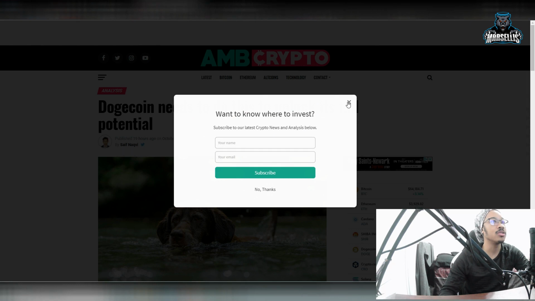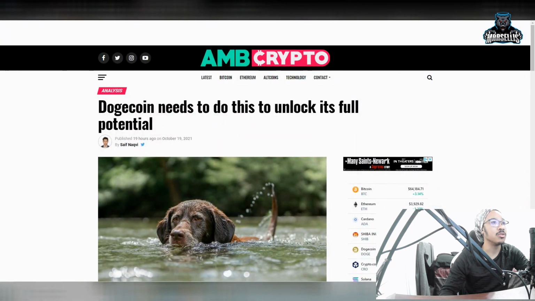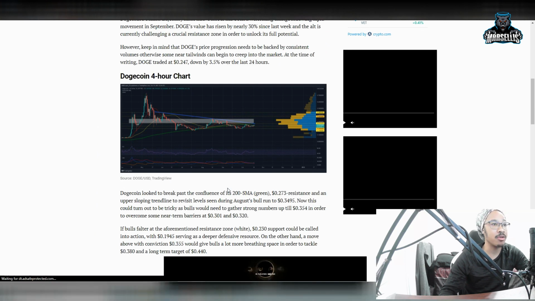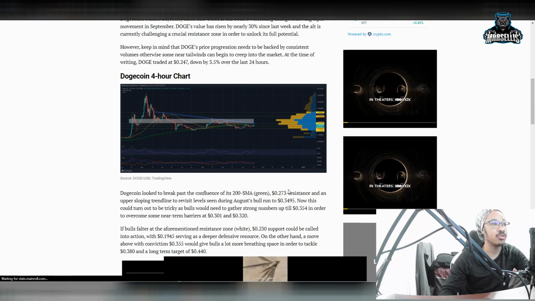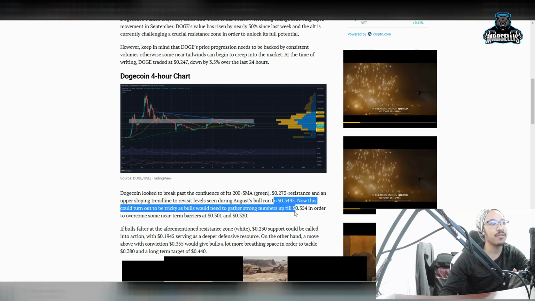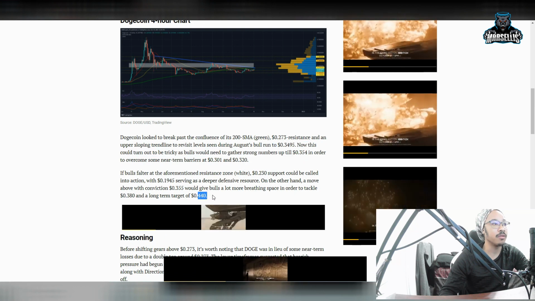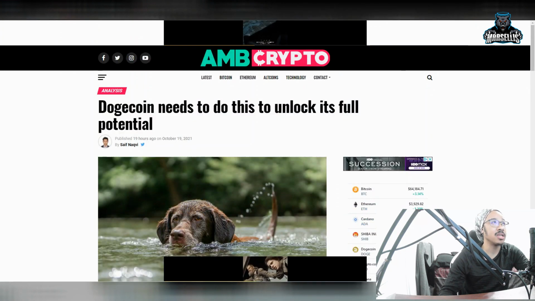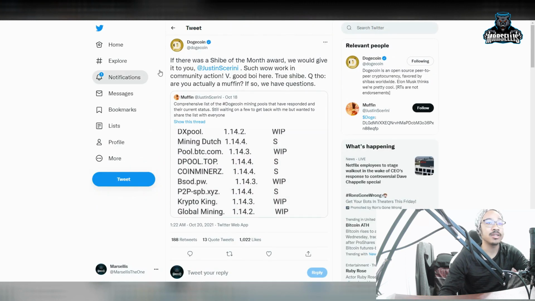And then over here, you see Dogecoin needs to do this to unlock its full potential. They're pretty much talking about the same area we got to break out of. We got to break out of this 27-cent resistance and eventually out of the 34-cent resistance, leading us to 35 cents and eventually leading us to 44 cents. So that's pretty much the same thing everyone's saying. Everyone's seeing the same thing I'm seeing. So shout out to everyone else.